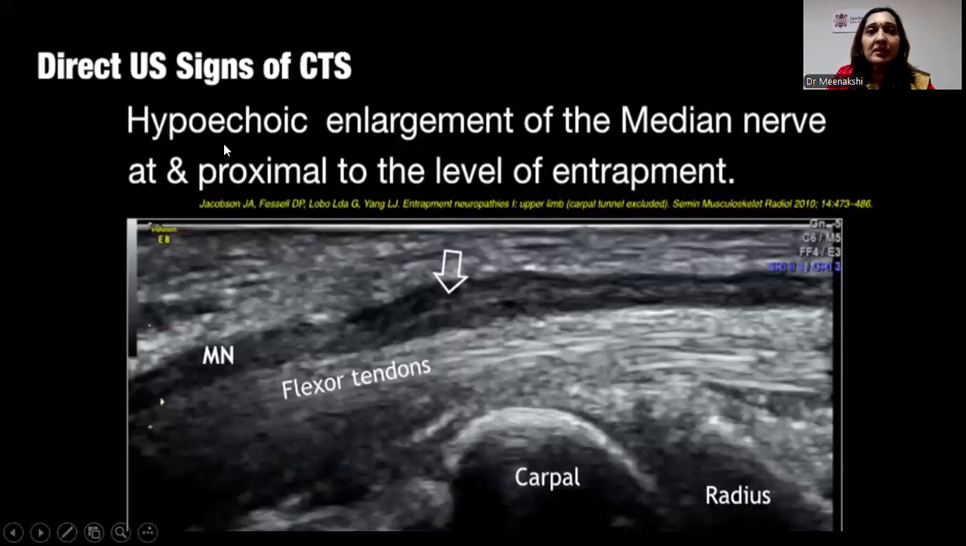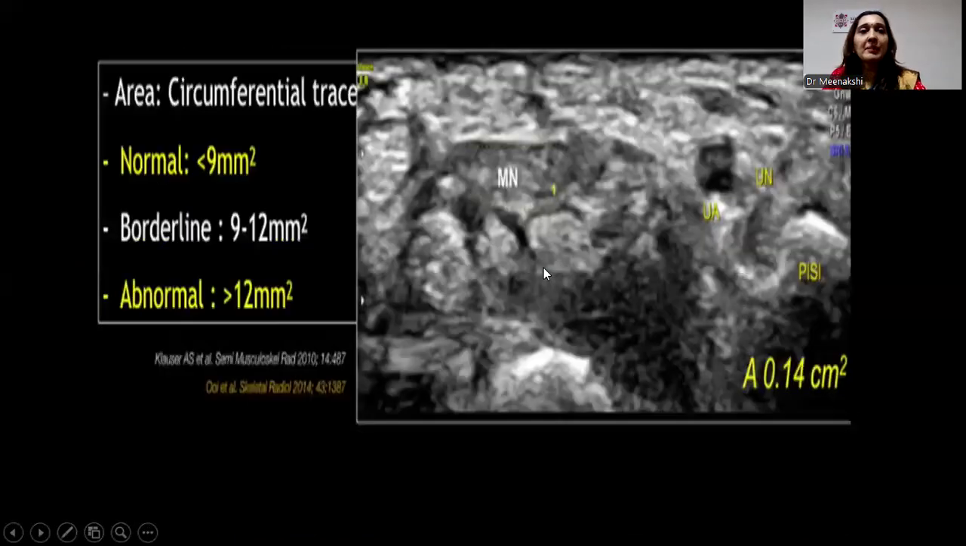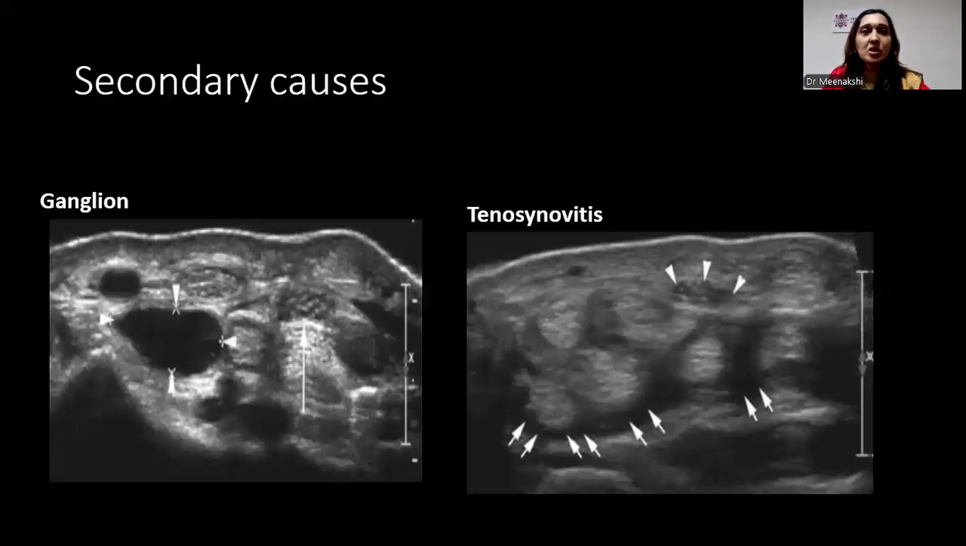Now, another important thing is you have a hypoechoic enlargement just proximal to the level of obstruction that I have already mentioned to you. Now, the cutoff points: we have some criteria which we take as normal, which is less than 9 mm square. Borderline cases are between 9 to 12, and abnormal is more than 12 millimeters square.